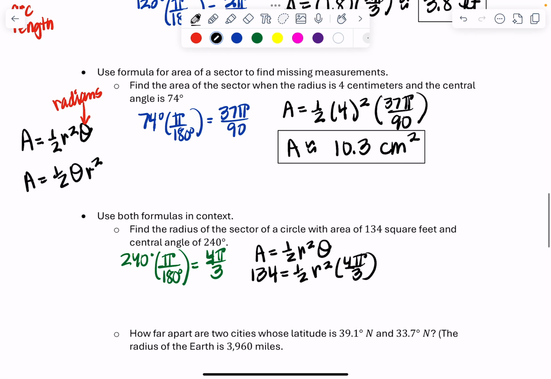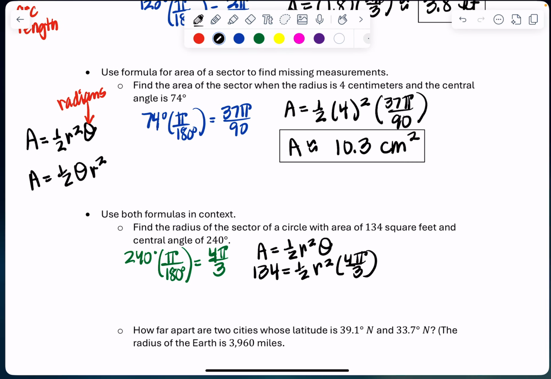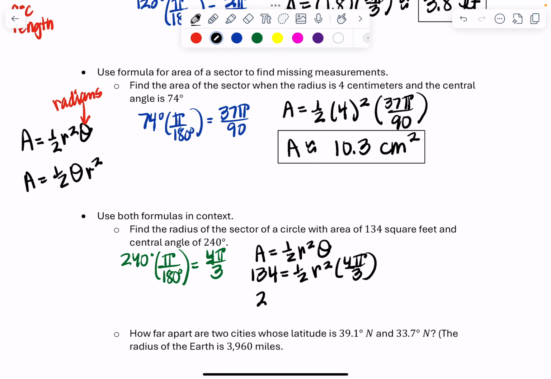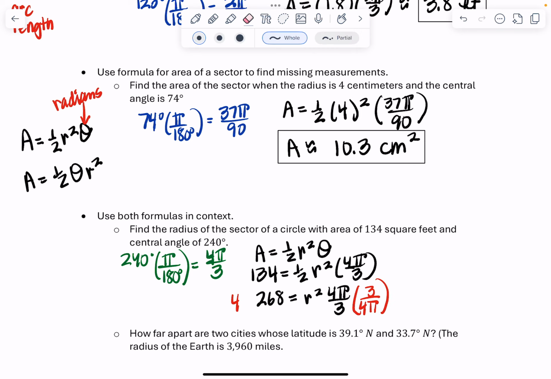Now, we need to isolate the R. So first thing I'm going to do is multiply by 2. So that's 268. And now, you know what? I'm going to write this down. I'm going to multiply by 4 pi over 3. No, 3 over 4 pi. Got to say it correctly. I mean, I wrote it correctly, just didn't say it correctly. I'm going to multiply by the reciprocal of that fraction.